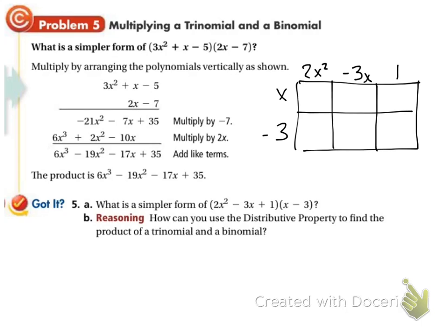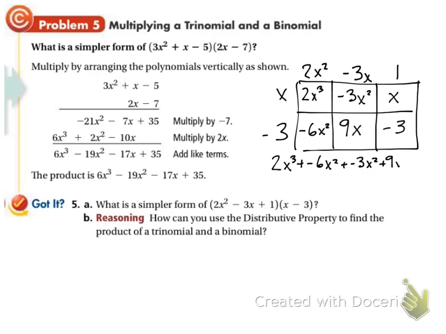2x squared times x is going to be 2x cubed, right? We add our exponents. Negative 3x times x, that's a negative 3x squared. And 1 times x just gives us plain x. 2x squared times negative 3 will give us a negative 6x squared. Negative 3 times negative 3x. Negative times a negative is a positive, so this turns into a positive 9x. And negative 3 times 1 is just negative 3. And then I'm going to add those. So 2x cubed plus negative 6x squared plus negative 3x squared plus 9x plus x plus a negative 3.